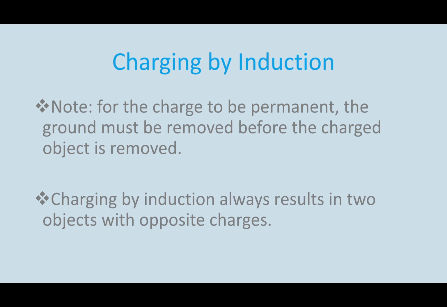Charging by induction will always result in two objects with opposite charges. The negatively charged rod would push electrons out, and that would create a positively charged object. So we're going to have two opposite charges. This is different from conduction, where the two objects will have the same type of charge.